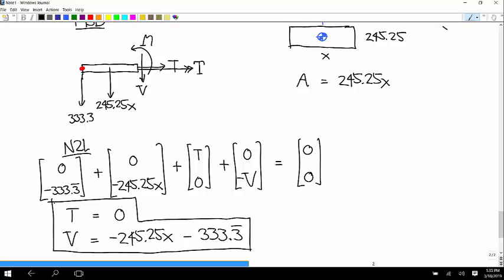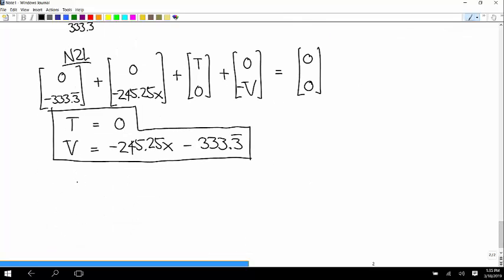Okay, so in other words, that shear force starts out, all the way at the end, with a shear force of negative 333.3, and then it gets more and more negative as you go towards the midpoint.